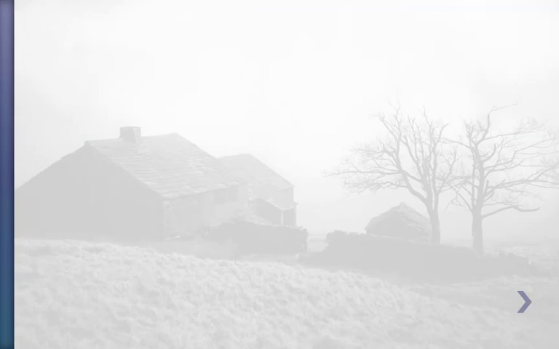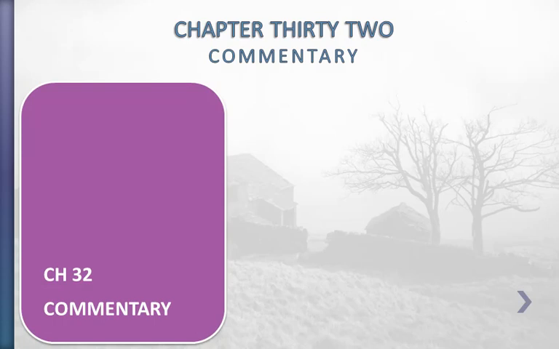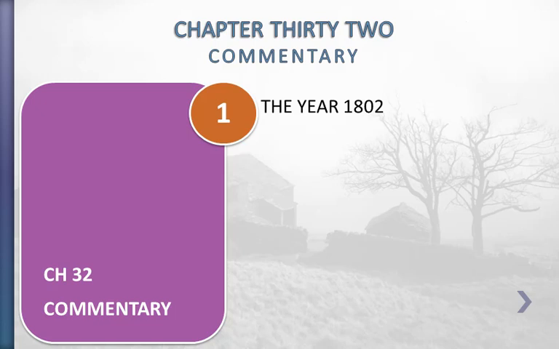Okay, after giving a summary of chapter 32, now we will move on to the commentary of this chapter that includes 4 important points. The first point is about the year 1802. Actually, a date, 1802, opens this chapter, calling to mind the first chapter and indicating the passage of time from whence Lockwood initially began his diary.